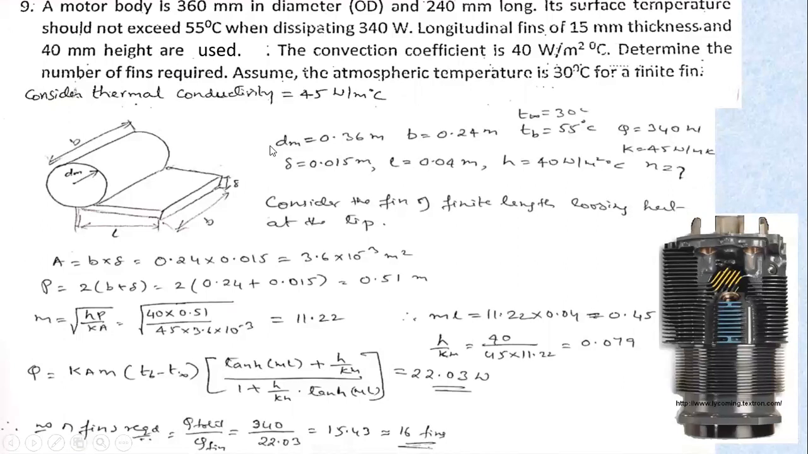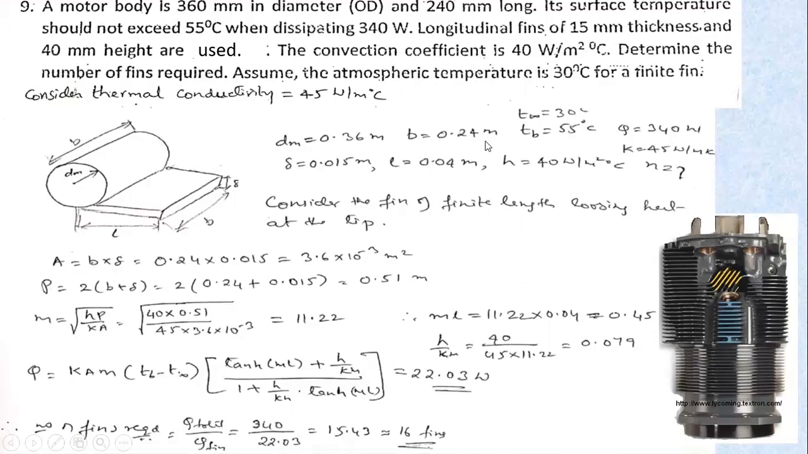Now, the last problem is one of the typical problems. Many times this problem is asked in the examination. A motor body is 360 mm in diameter. So you have a motor body 360 mm in diameter, and the fin is given as 240 mm long.